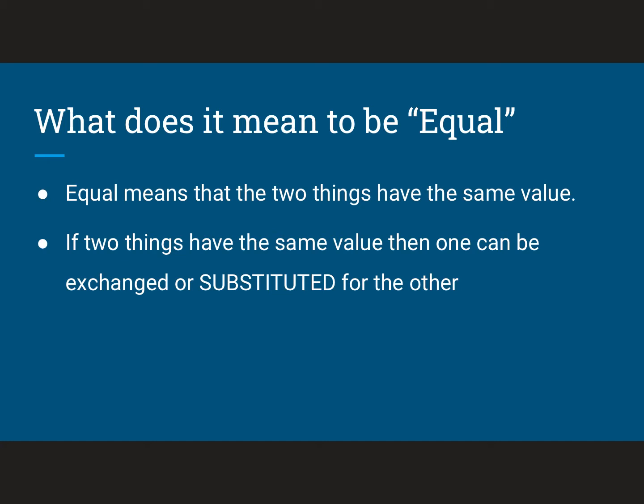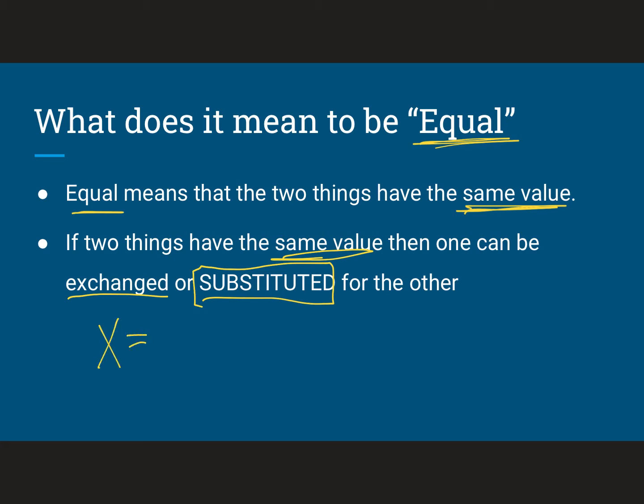So my first question is, what does it mean to be equal? Equal means that two things have the same value. If two things have the same value, then one can be exchanged or substituted for the other. This is where the name of this method comes from. So, this means that if I say x equals 8, then if I have an x, I can substitute in an 8. It is that easy.